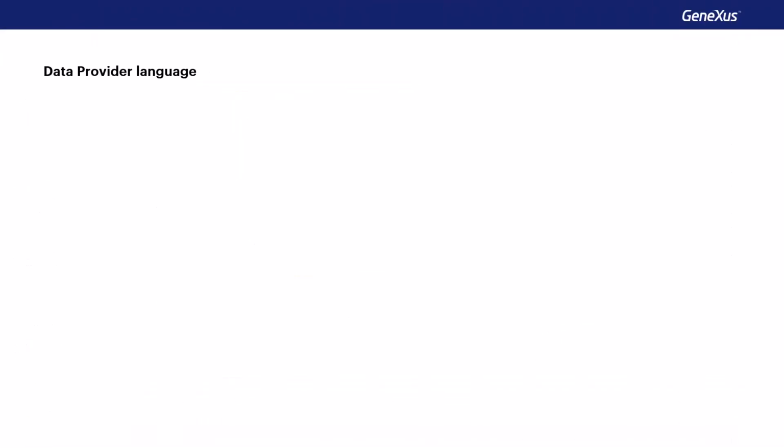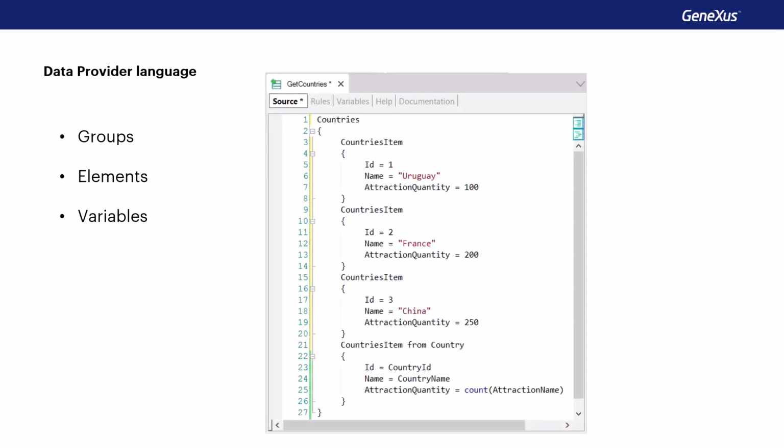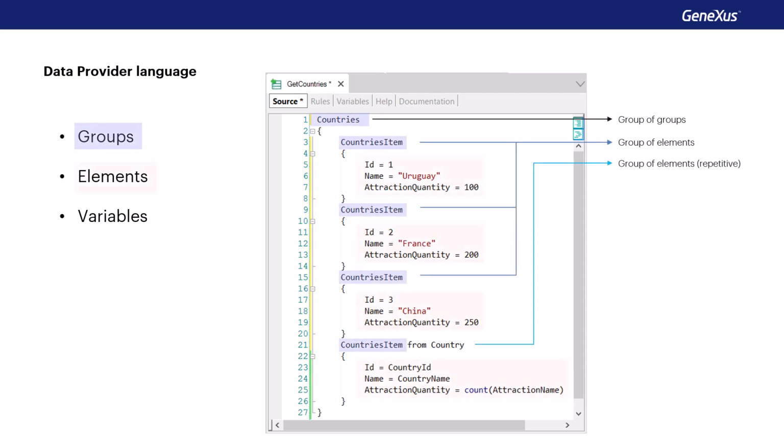We'll now look at the main components of a data provider's source language. We'll have groups, elements, and we can also use variables. The elements are analogous to the members of an SDT. If we think of the hierarchy as a tree, groups are its branches, and elements are its leaves. That is, groups are compound elements. They can be made up of other groups and/or elements.